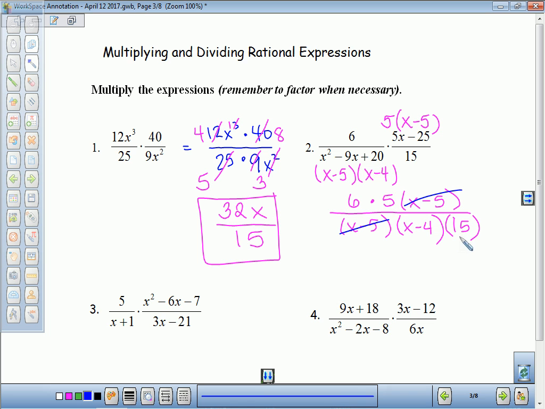Hopefully you see 5 and 15. 5 goes into 5 one time, and 5 goes into 15 3 times. Now, do you see the 6 and the 3? Okay, so we can say 3 goes into 3 once, and 3 goes into 6 twice. And I'm going to reevaluate, see if there's anything else that can simplify, and I do not see anything, and it appears in the numerator I'm only left with a 2, and in the denominator I'm left with an x minus 4.